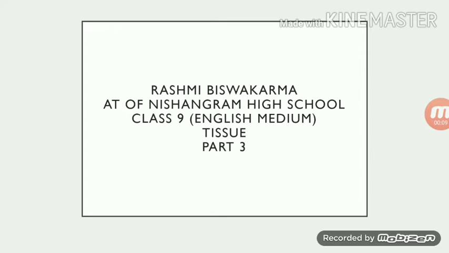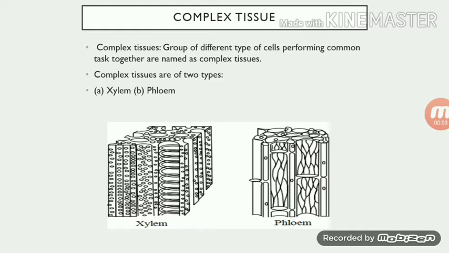Today we are going to start with our third video of tissue, class 9th. We are going to start with complex tissue. Complex tissues, group of different types of cells performing common tasks together, are named as complex tissue. Complex tissues are of two types. One is xylem and another is phloem.